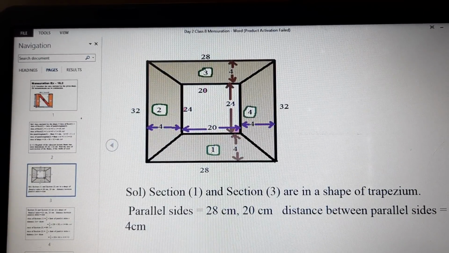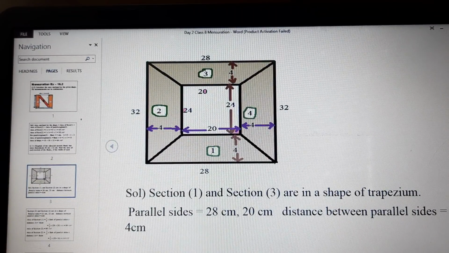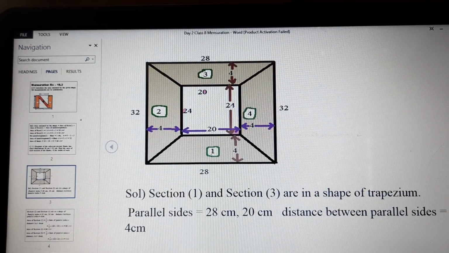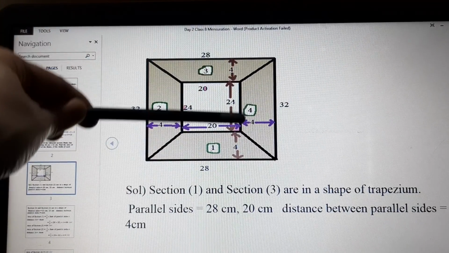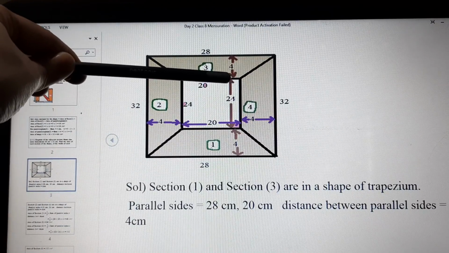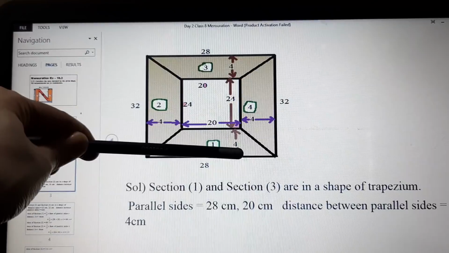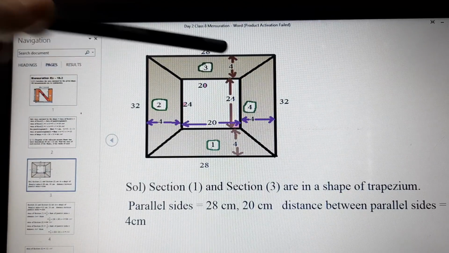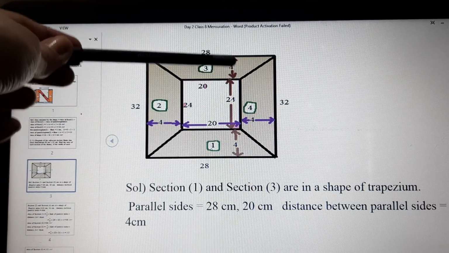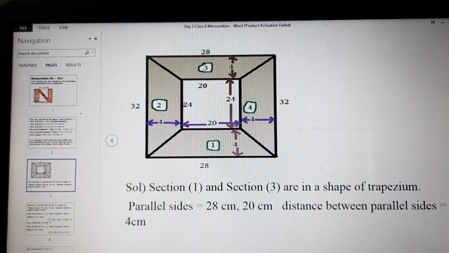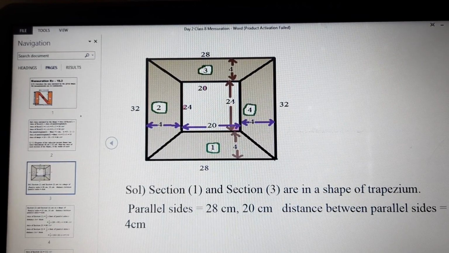And as it is said that the width of each section is the same, this is also width, this is also width. So 8 has to be divided equally, upside also and down also. If we divide 8 equally, then it becomes 4 and 4. Clear?